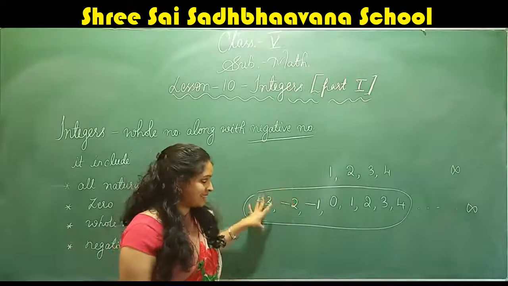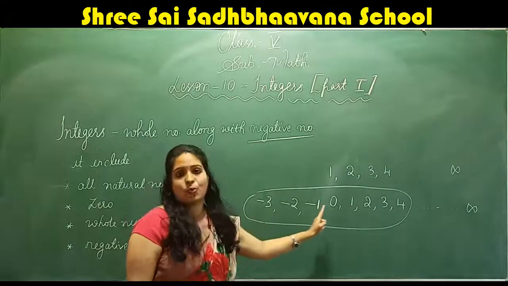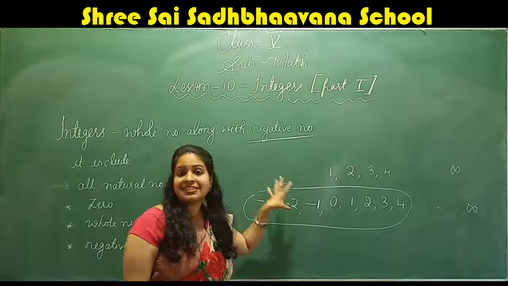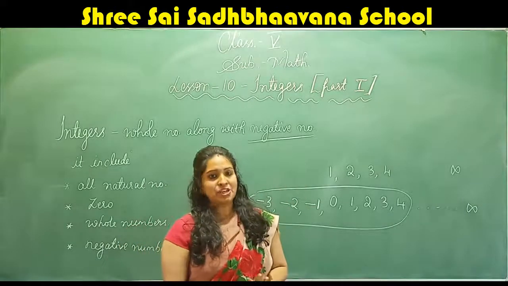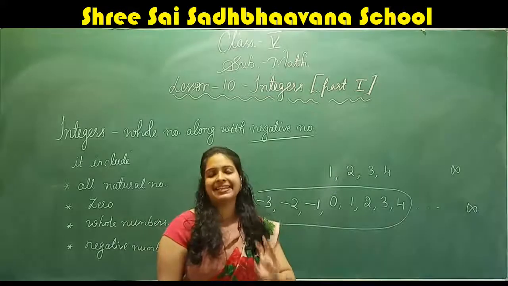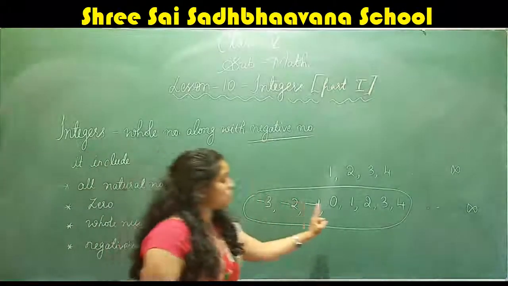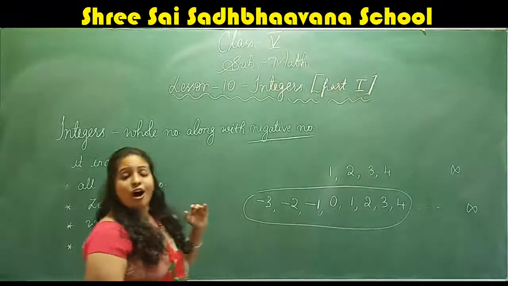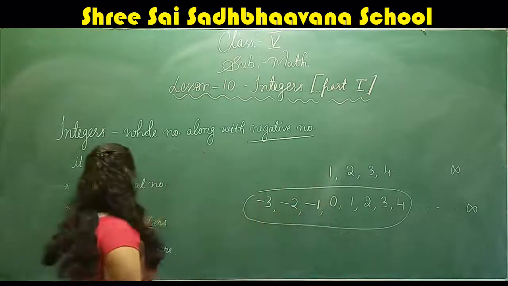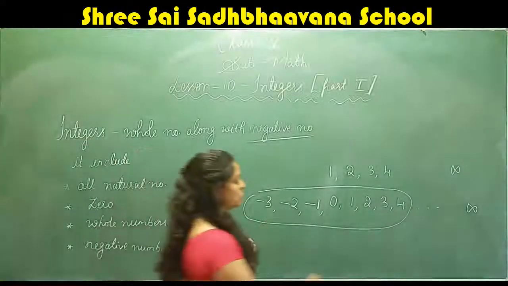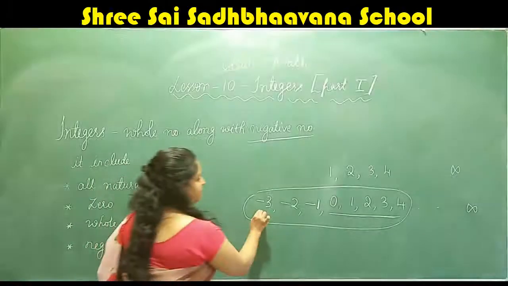So now you can see the set of whole numbers along with their negative ones. This is known as integers. Now you got the idea of what we mean by integers. Integers include all the natural numbers. Also, they include 0. They include whole numbers. And also they include negative numbers.